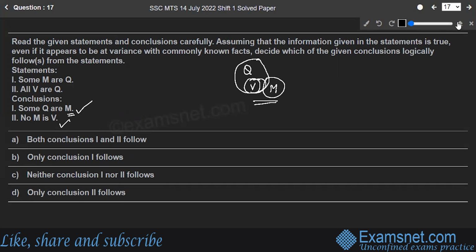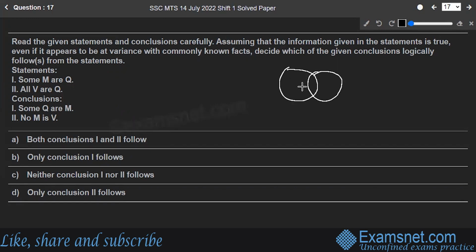I'll remake this whole Venn diagram. It is saying some M are Q. Let's make this first of all. Some M, I'm making over here, some M are Q. All V are Q. So V can exist over here also, right?